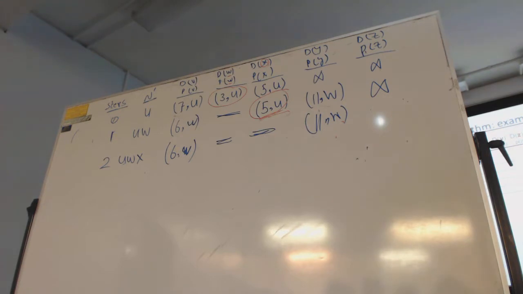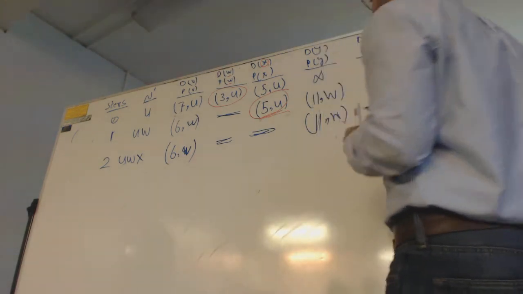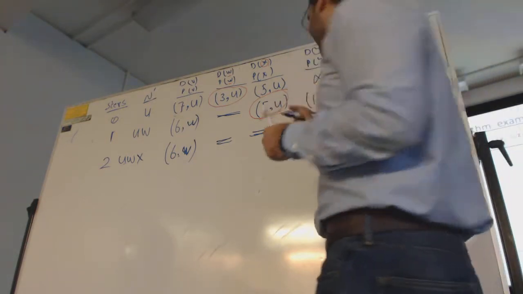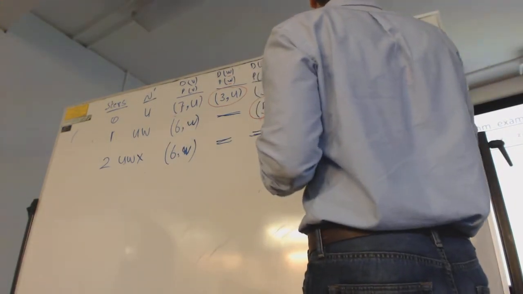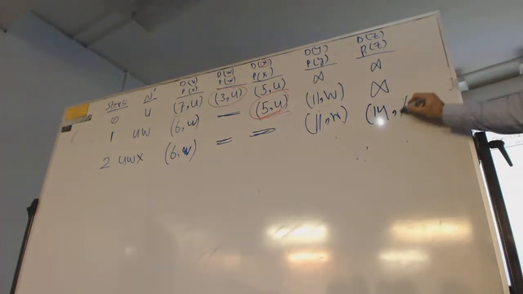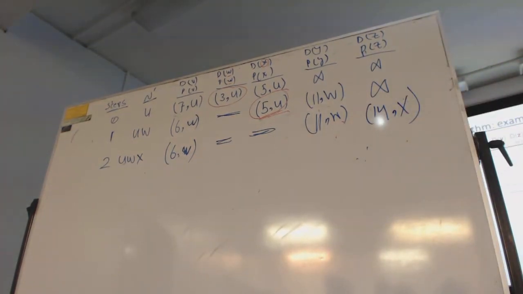Z, is there a connection? Yes. What's the value? 14. It's not 9, it's 5 plus 9. Yeah, 14. What's the predecessor node? X.